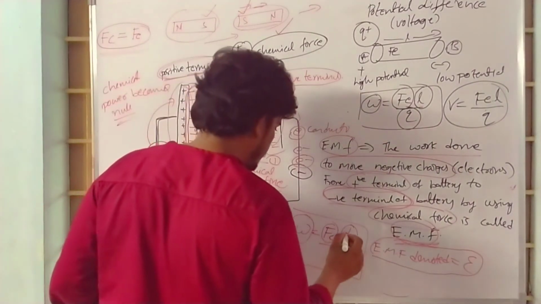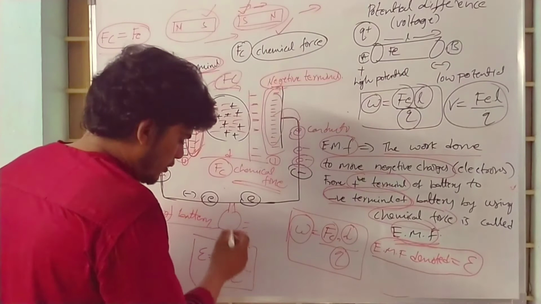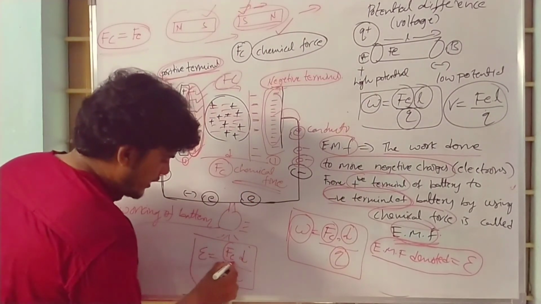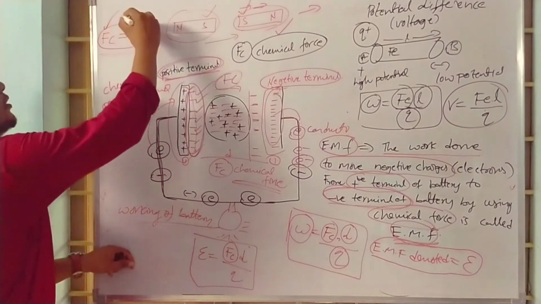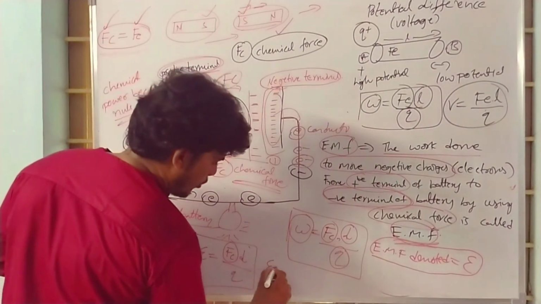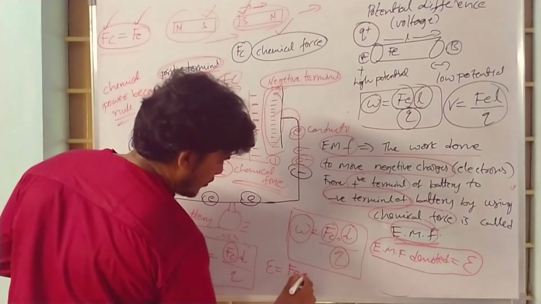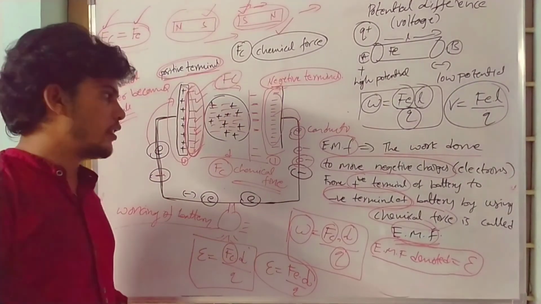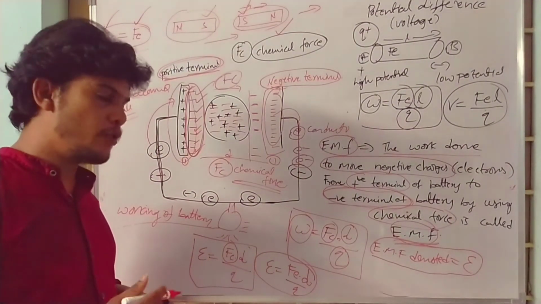So we can write this formula in another way. We know already Fc equal to Fe. So instead of Fc you can write epsilon equal to Fe into d by Q. It is the formula of electromotive force. I hope you are clear.